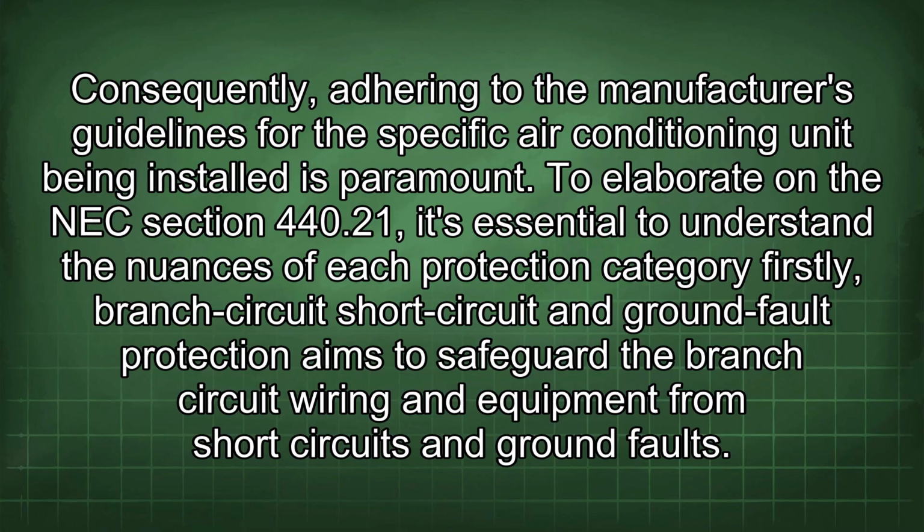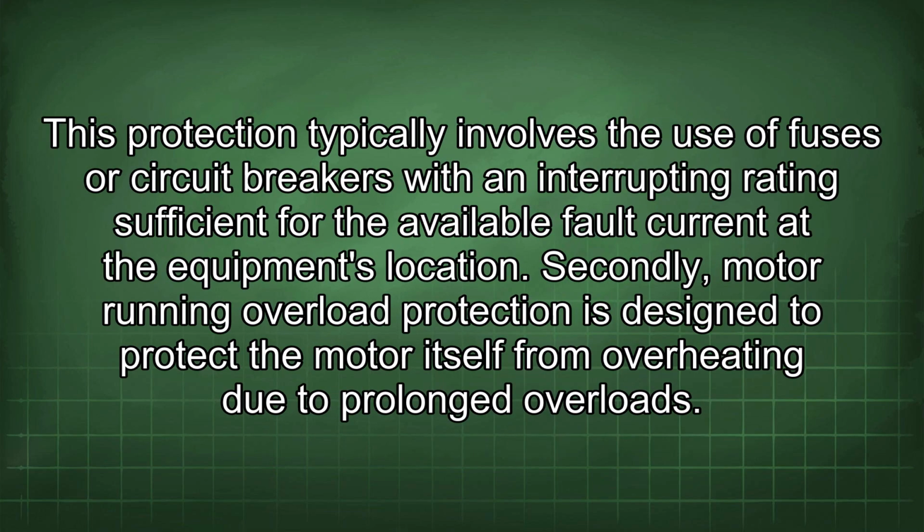To elaborate on the NEC Section 440.21, it's essential to understand the nuances of each protection category. Firstly, branch circuit, short circuit, and ground fault protection aims to safeguard the branch circuit wiring and equipment from short circuits and ground faults. This protection typically involves the use of fuses or circuit breakers with an interrupting rating sufficient for the available fault current at the equipment's location.